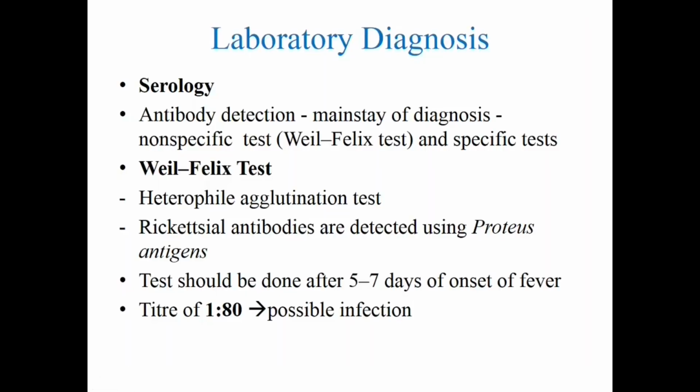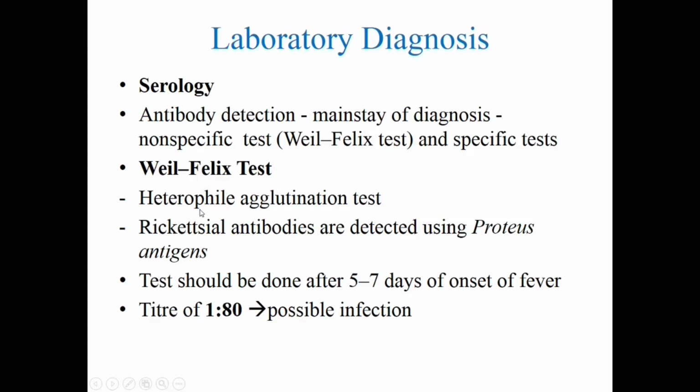Now coming to laboratory diagnosis. In general, antibody detection is a mainstay of diagnosis, and the famous serological test looking for the antibodies against this Rickettsia is called the Weil-Felix test. Unfortunately, this Weil-Felix test, also like your Vidal test, is not very specific, because here we are looking for rickettsial antibodies, but the antigens we use are shared antigens. That means antigens which can also react to Proteus antibodies. Proteus is another bacteria. So this test is not specific.